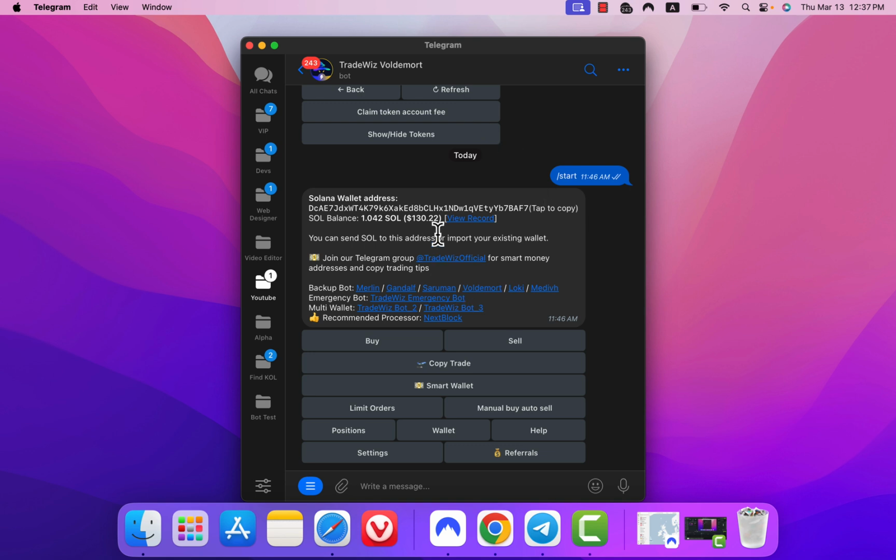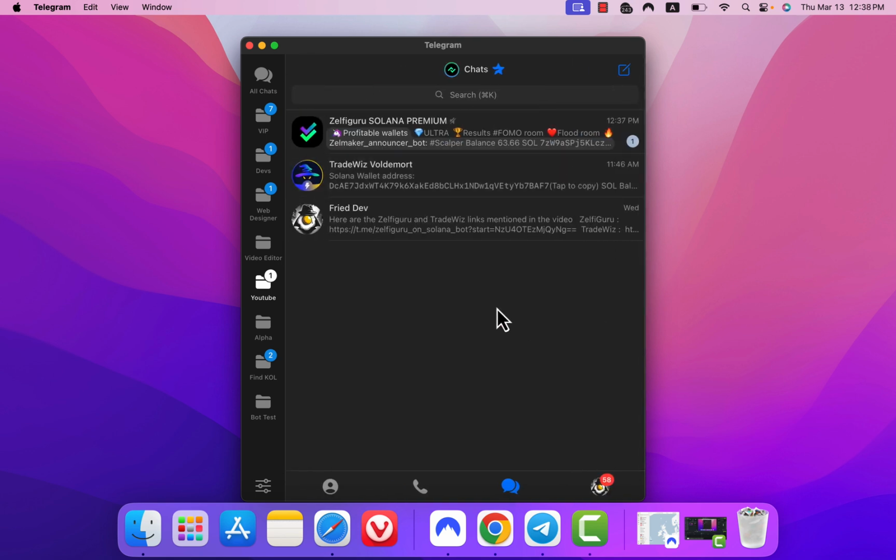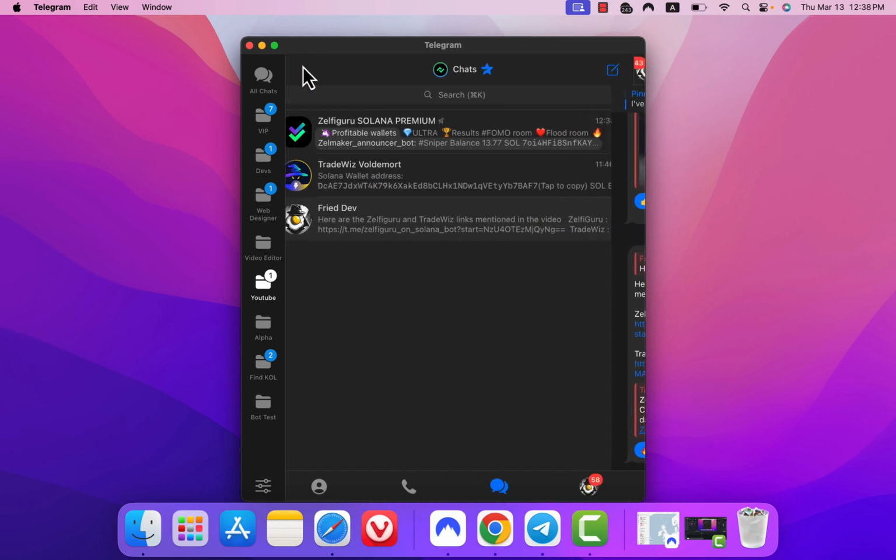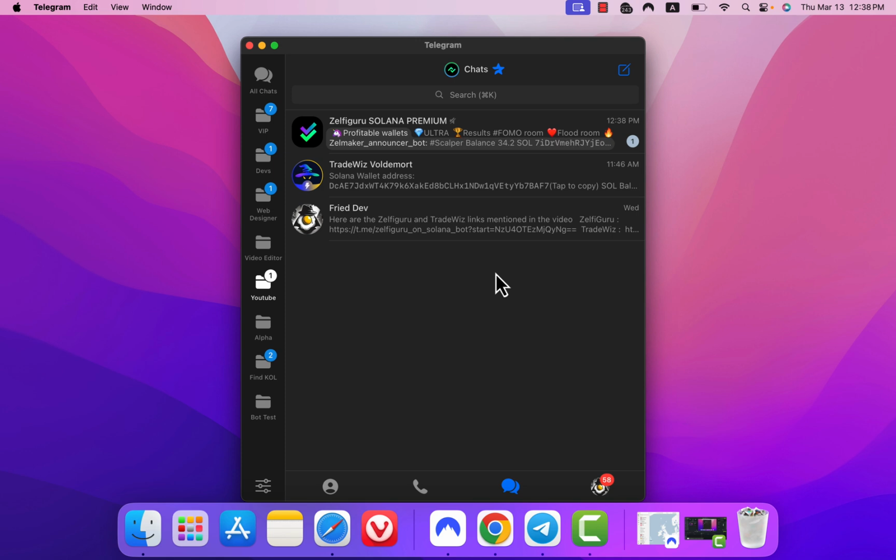If I can make money using this strategy, I'm going to share all the wallets that I copy traded on my Telegram channel.